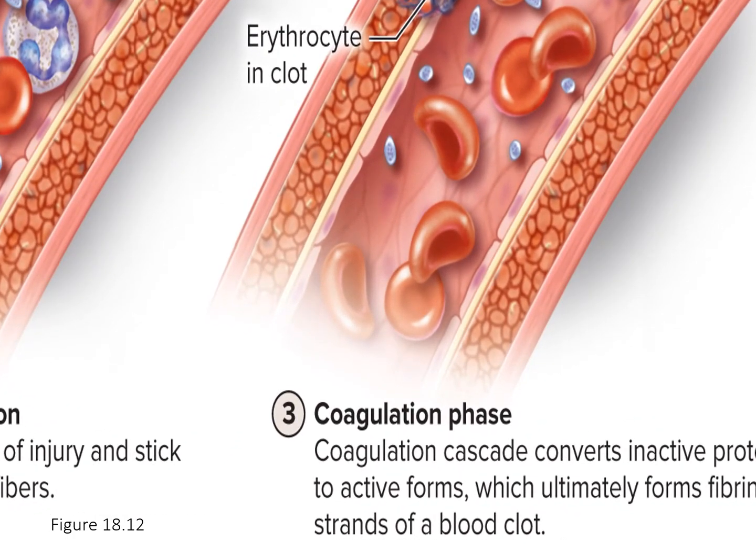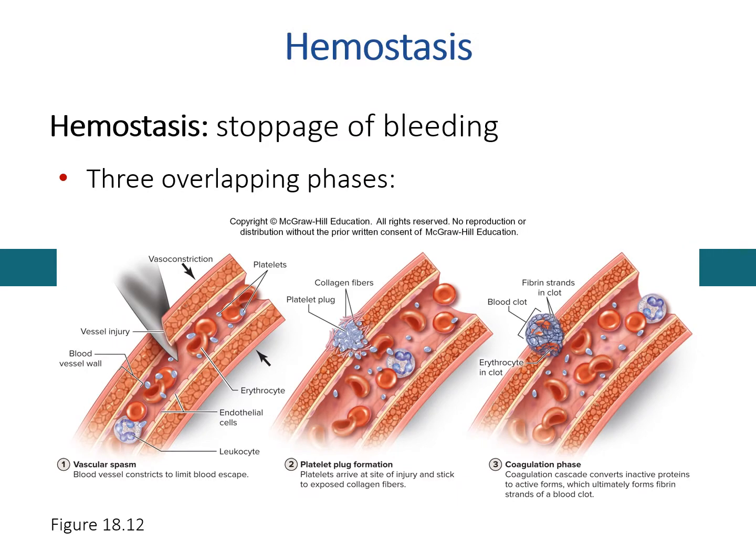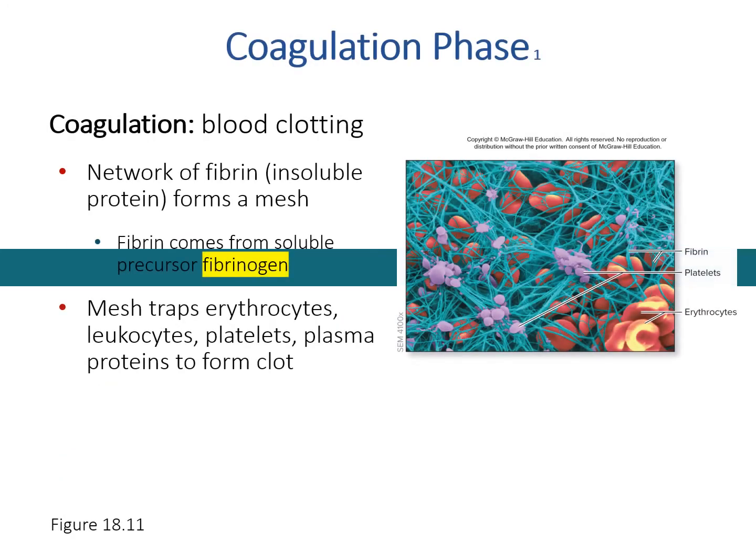The last step in this cascade is fibrinogen turning into fibrin, and then of course red blood cells get caught up in that net. And that's what is called a blood clot. If it's sort of unwanted, we might call it a thrombus. Blood clot is sometimes called a thrombus.